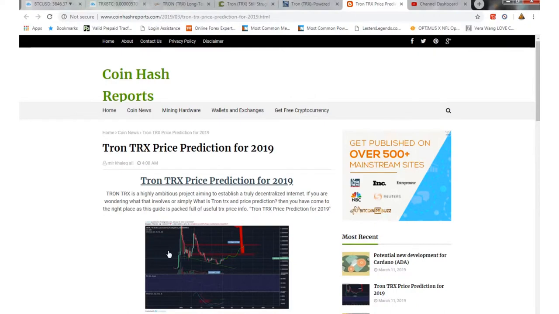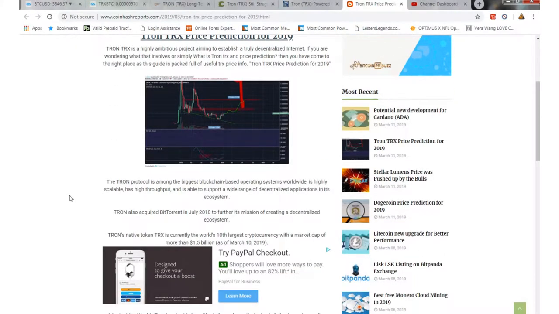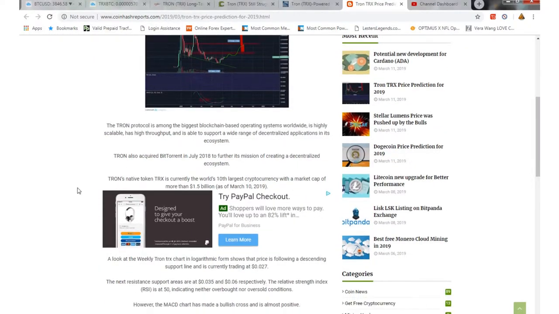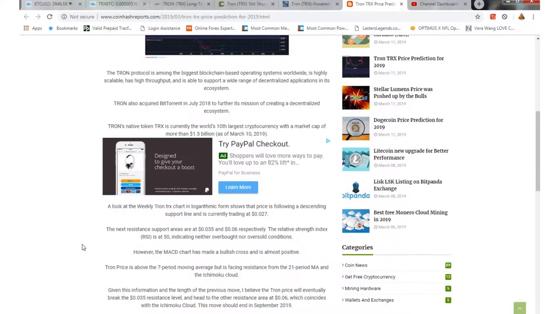Obviously, like I said, the price prediction of Tron, I don't know. A lot of people were saying that it was going to be at 5 or 10 cents by this time last year, or at the beginning of this year, they said that. But unfortunately, it is not. So the next resistance and support areas are, like I said, right around the 3.5 cents and the 6 cents.